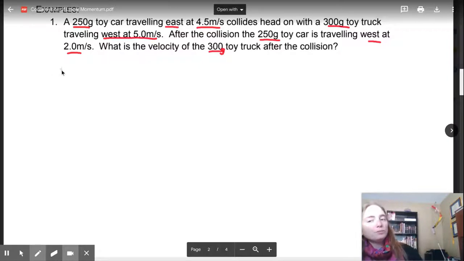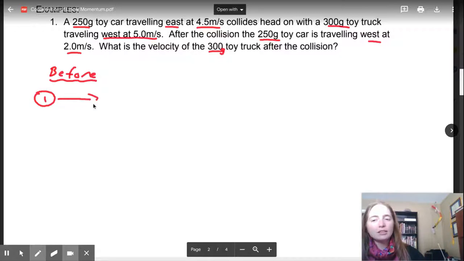Okay, so this is how you're going to label things. If you do not draw your diagrams and label things out properly, you are going to have a significantly harder time than you would if you take your time and draw them. Okay, draw these. I'm going to label this object 1, and this is going to be my car, going to the east. The mass of this car, 250 grams. I'm just going to convert that to kilograms right off the bat.